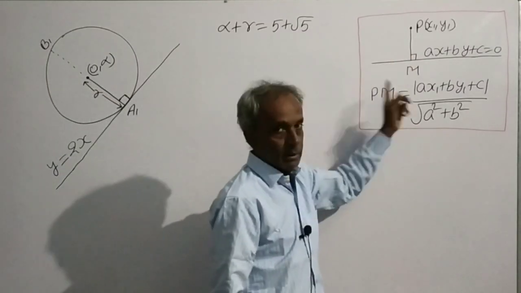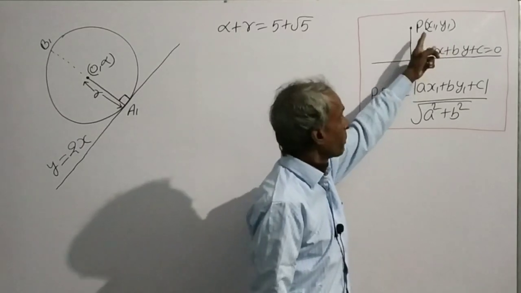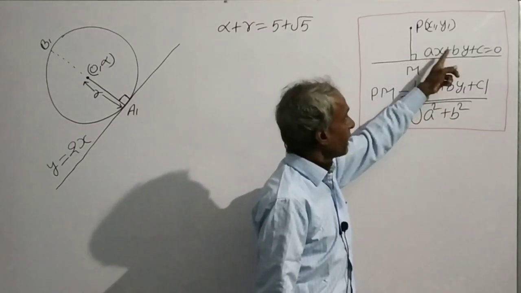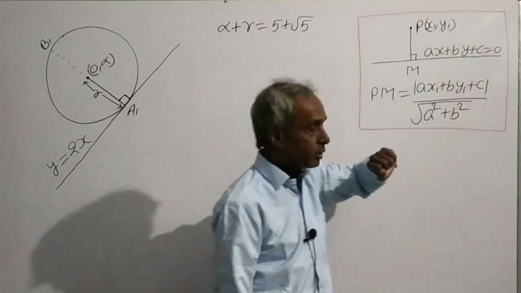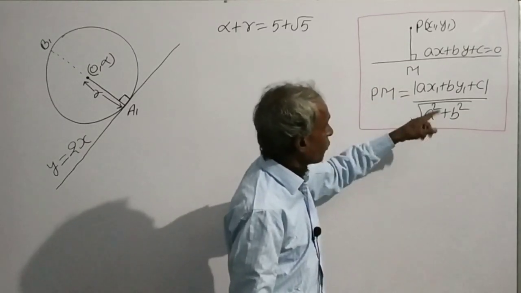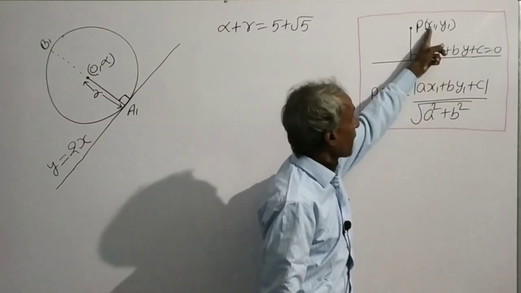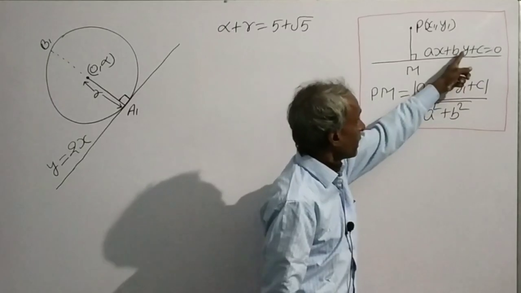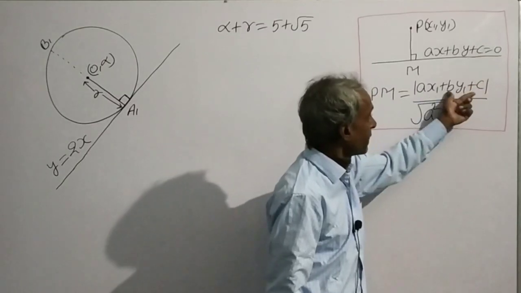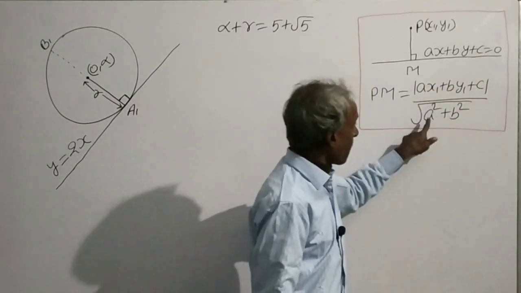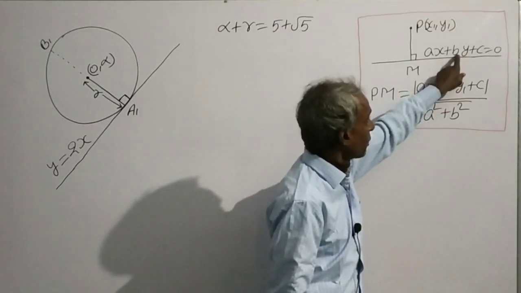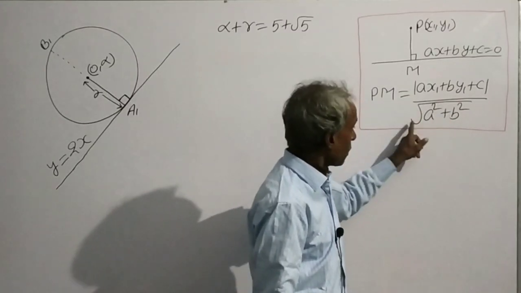Now this is the formula. The length of the perpendicular drawn from any point P(x1, y1) to the straight line ax plus by plus c is equal to 0, then the length of perpendicular PM will be equal to: in place of x we write the x coordinate of this point, in place of y we write the y coordinate of this point, then we write c, take the mod, divided by the square root of coefficient of x squared, a square, plus coefficient of y squared, b square.